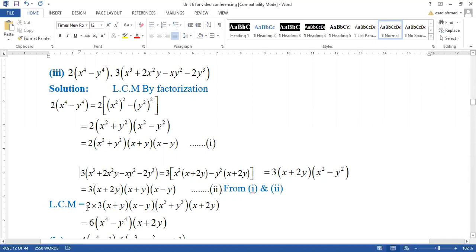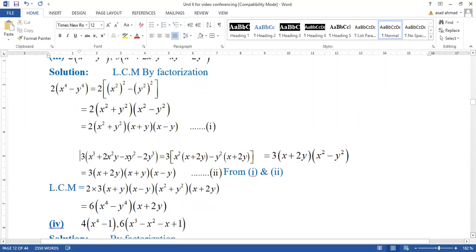So this will give you the whole expression 2 into 3, x plus y, x minus y, x square plus y square, and x plus 2y as the LCM. You can leave the answer in either form. 2 into 3 can be written as 6, and x plus y, x minus y will be multiplied together again to generate x raised to power 4 minus y raised to power 4. Either you can do it or you can leave the answer in this format. So in this way you will find the LCM of expressions.